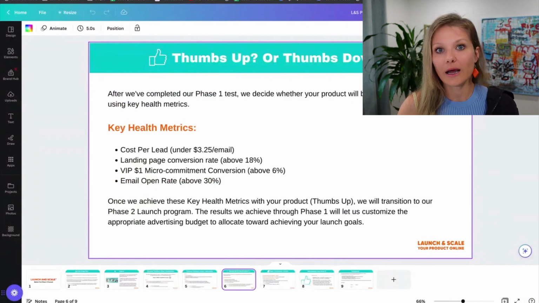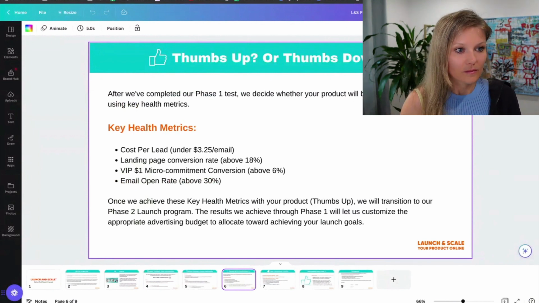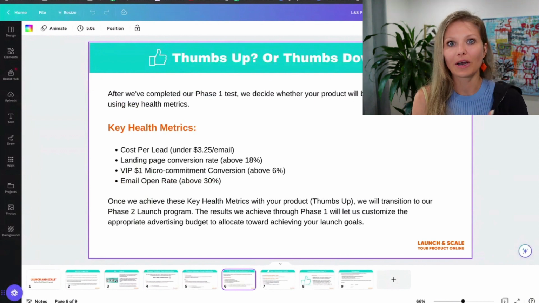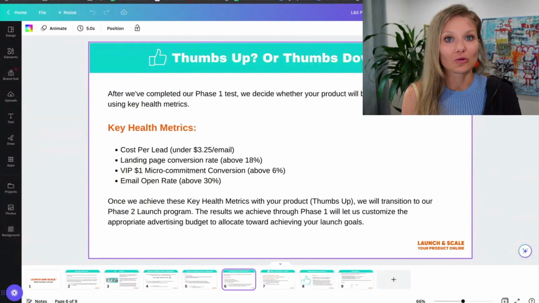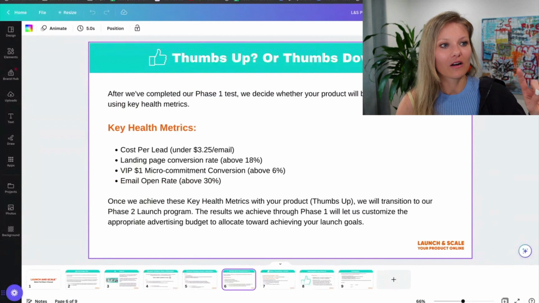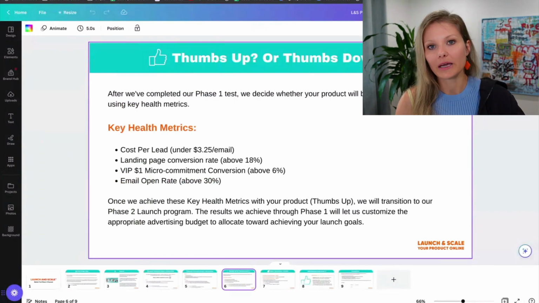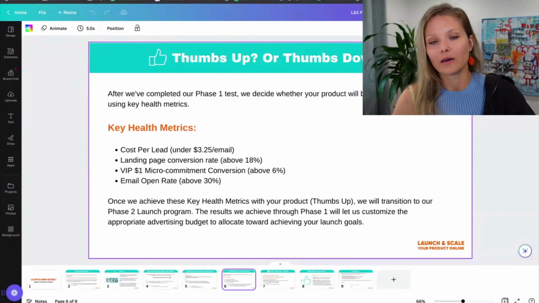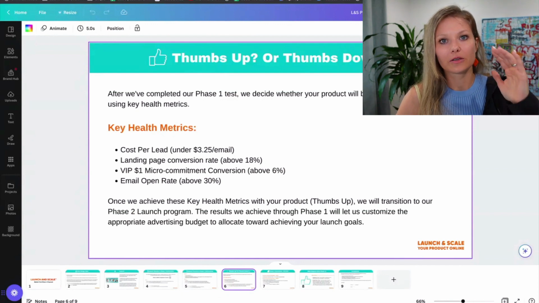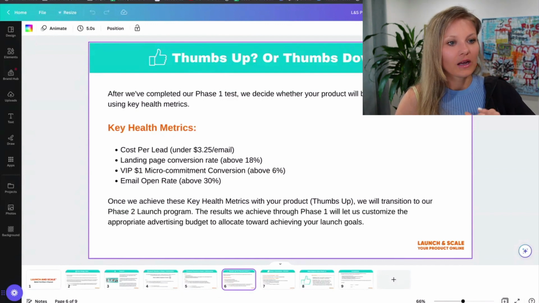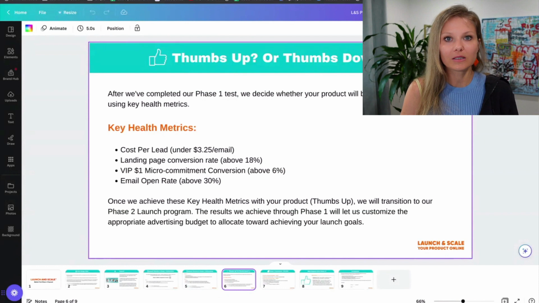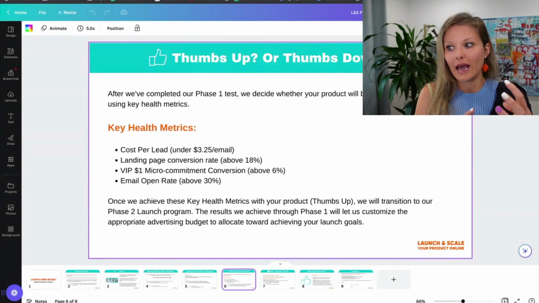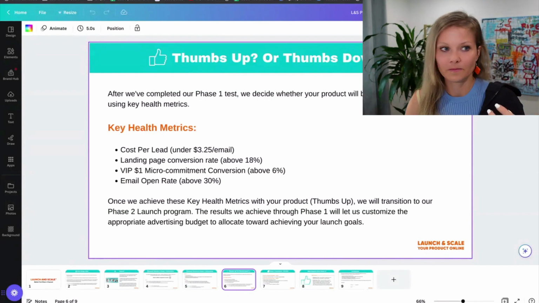So what does that mean? That means that from people that we bring off paid and social media, we want to see, of the people that land on this page and give an email, that the average cost of an email is $3.25 or less. Okay, that shows a good resonance between the message and the expectation in the audience.